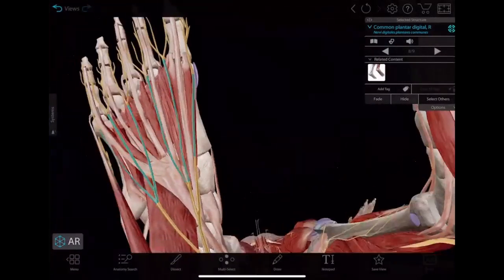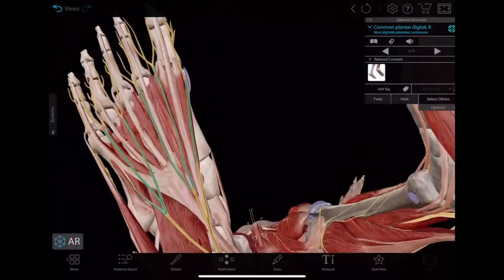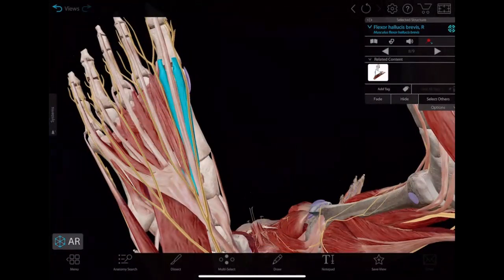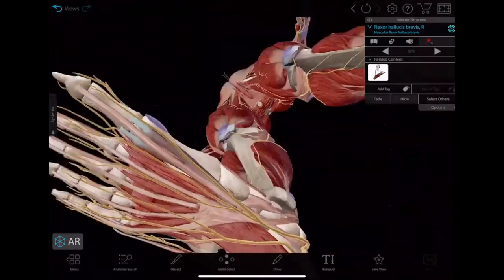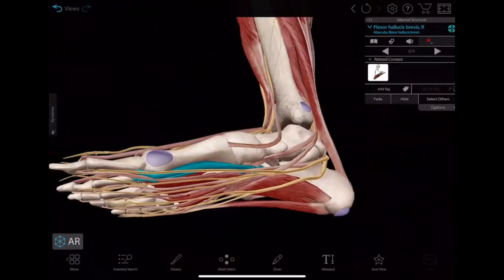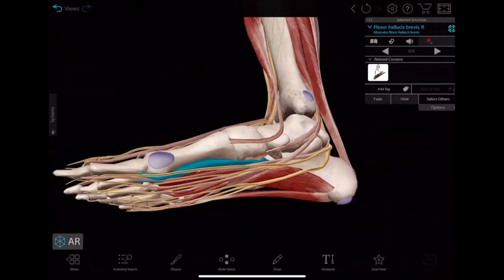So this is the flexor hallucis brevis. So it supplies that muscle also. Okay, that is the flexor hallucis brevis, right?